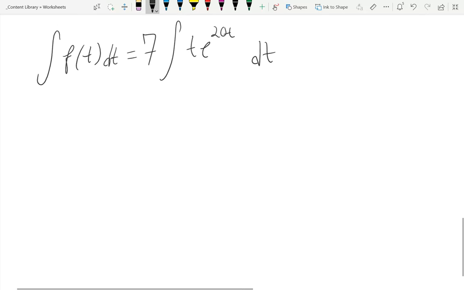And so I'm going to use integration by parts, where t is my u and e^(20t) is my dv. Except you need to include the dt and the dv. That's true, I forgot about that.